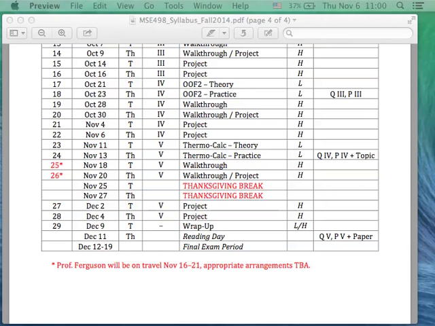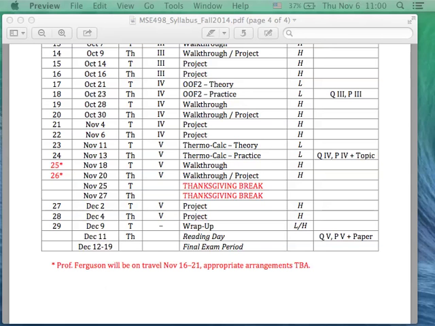So just to recap where we are. Things good. Okay, so this is November 6th. We're a couple lectures ahead, remember. So we're going to finish up thermocal theory today and get into the praxis. And then next week, we're going to actually start working on the walkthrough.